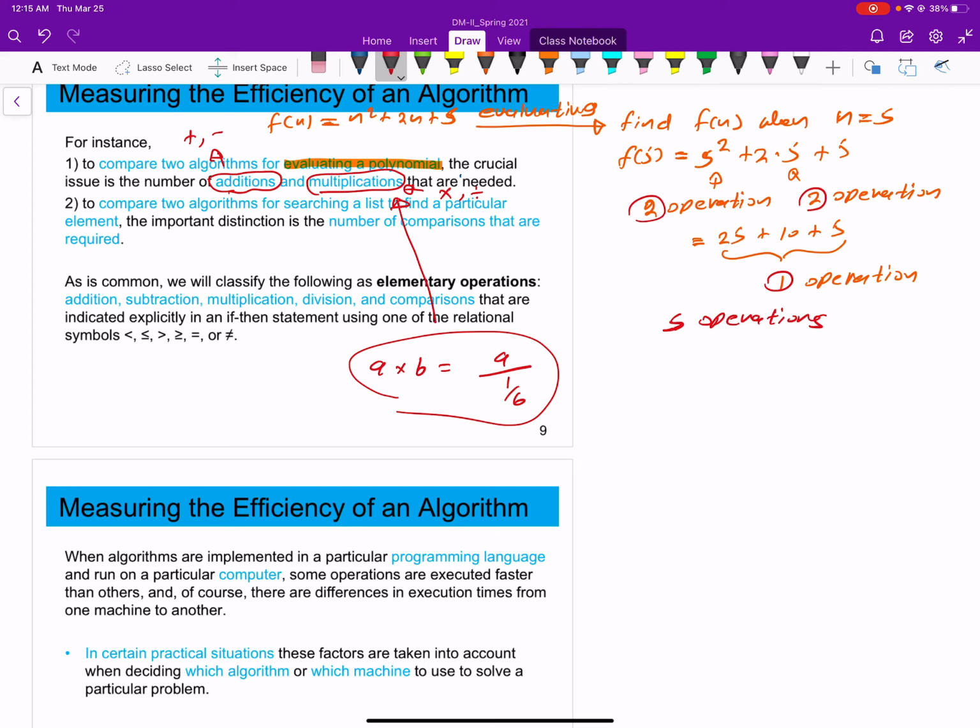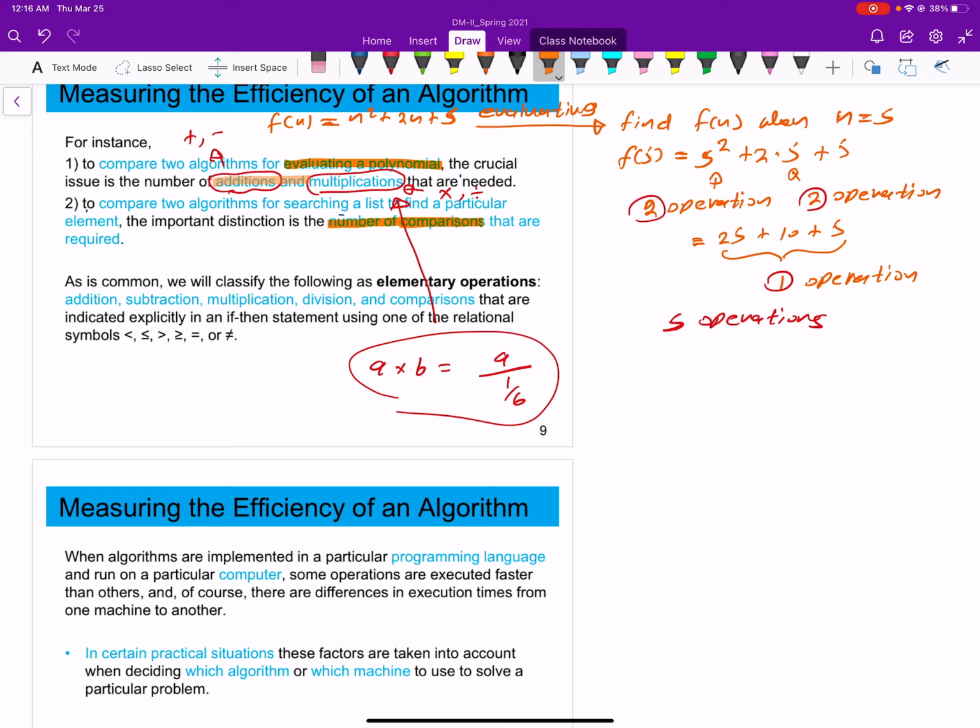All right. Number 2 is to compare two algorithms for searching a list to find a particular element. The important distinction is the number of comparisons that are required. We have seen this in the previous searching algorithm. What you require is the number of comparisons. If you search for an element in an array, that's all about the number of comparisons.